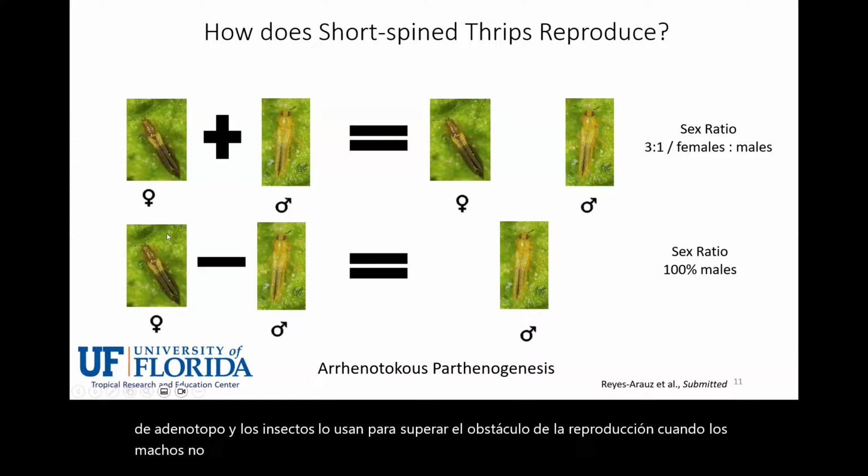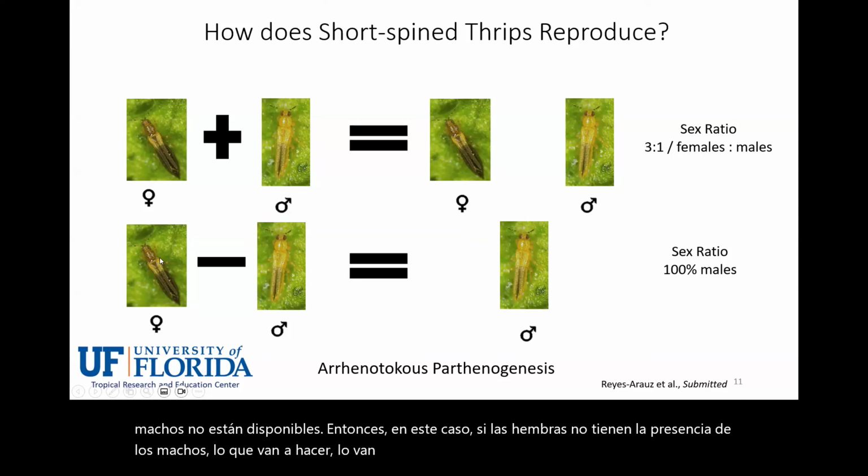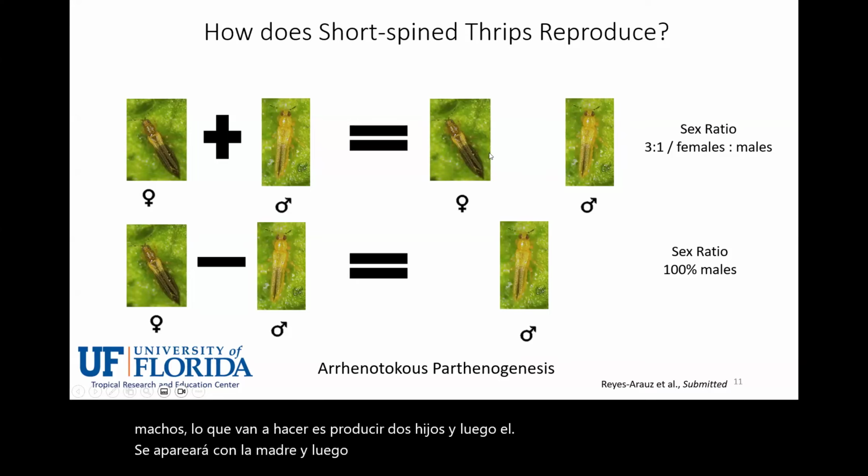So in this case, if females do not have the presence of a male, what they're going to do, they're going to produce sons, and then the sons will mate with the mother, and then the mother will start producing sons and daughters.